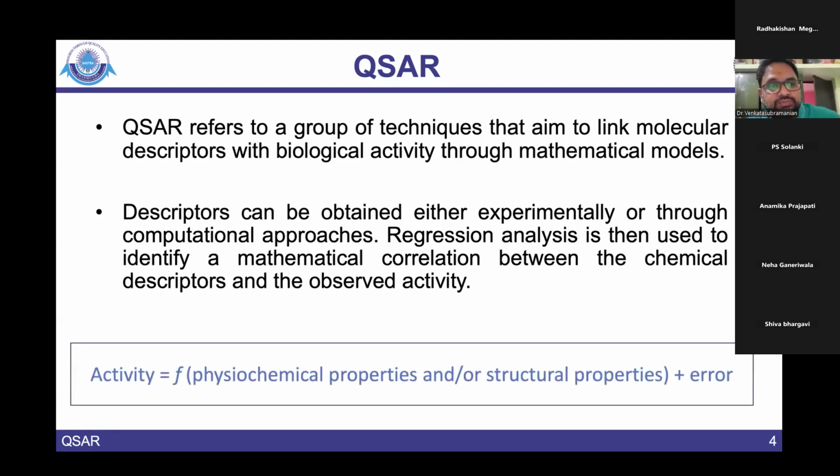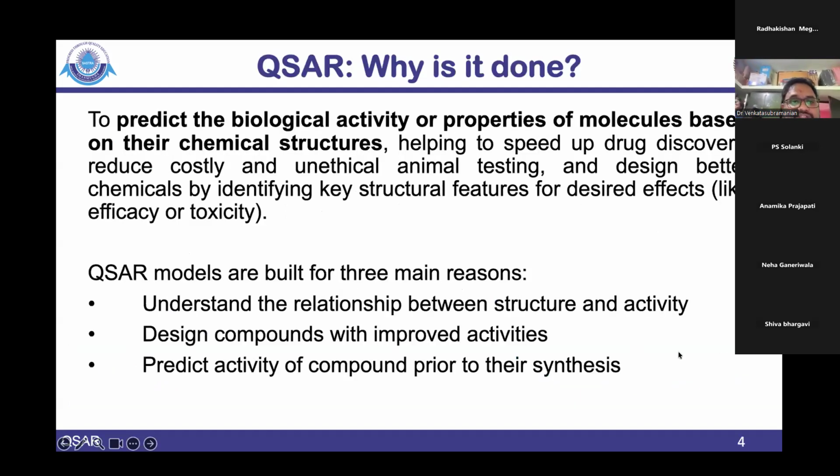Basically, the activity of a molecule is a function of the physicochemical properties or the structural properties of a given molecule. We just want to find out what that function is. That is your QSAR, the structure activity relationship. And then, of course, we add some error. This is what we intend to do.